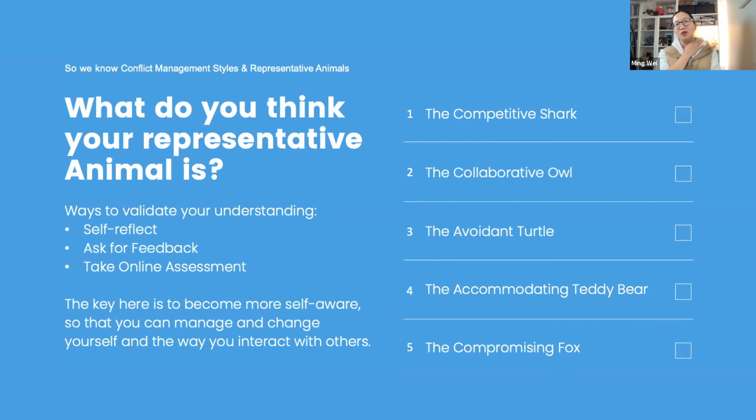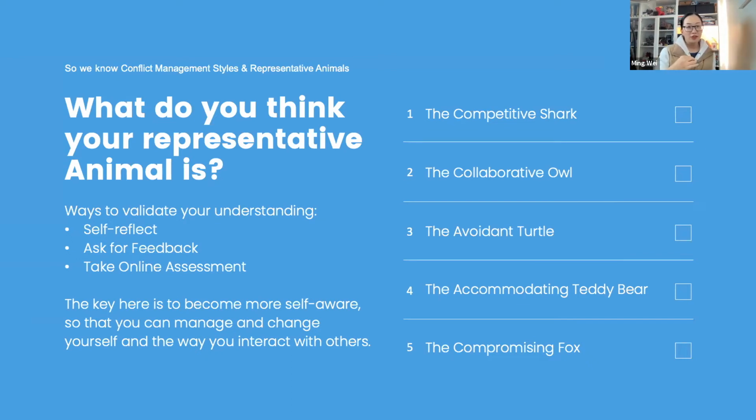So given all of that, here is my question for you. What do you reckon is your default representative animal? I know that we always have something we default into, like saying, I'm the accommodating teddy bear. I don't care about many things as long as my friends are happy, my colleagues are happy. And that's a bit like me, I have to be honest. But what about you? I would like you to reflect, trying to understand what your style is.